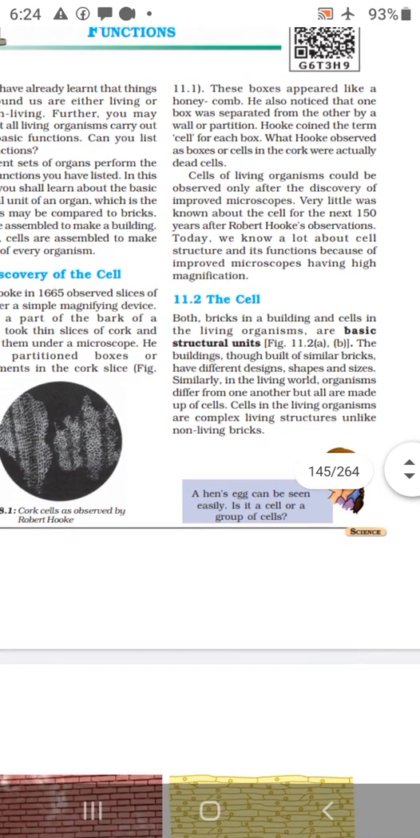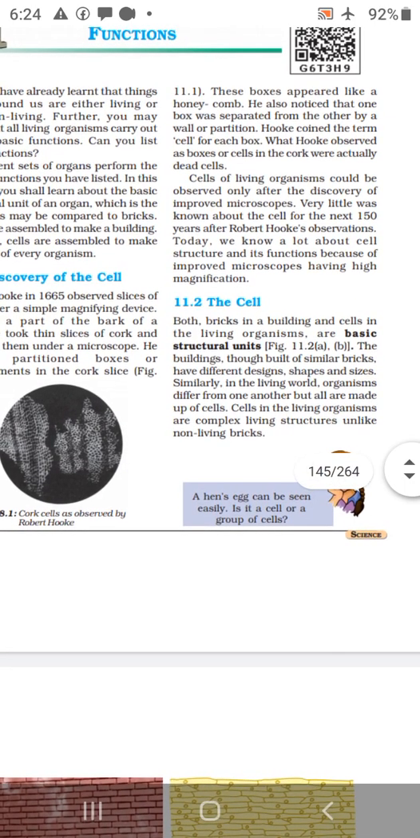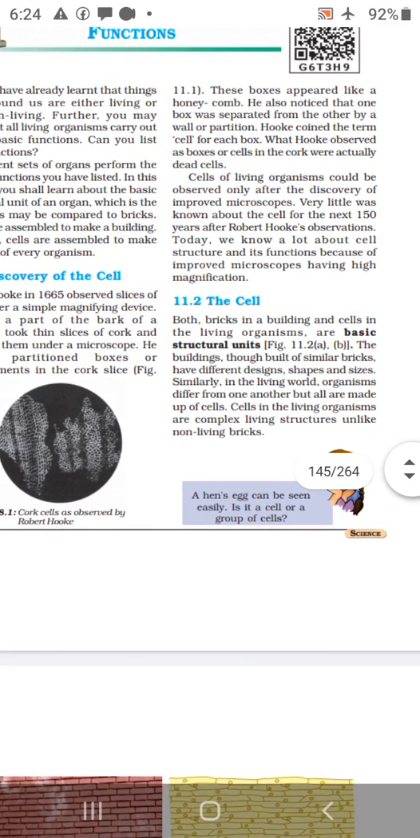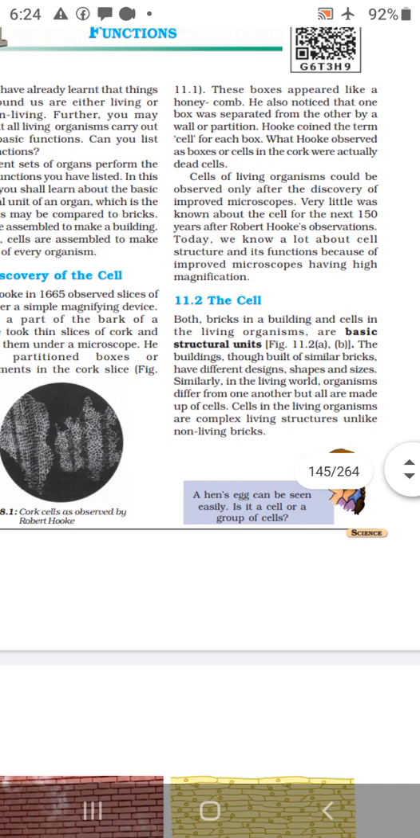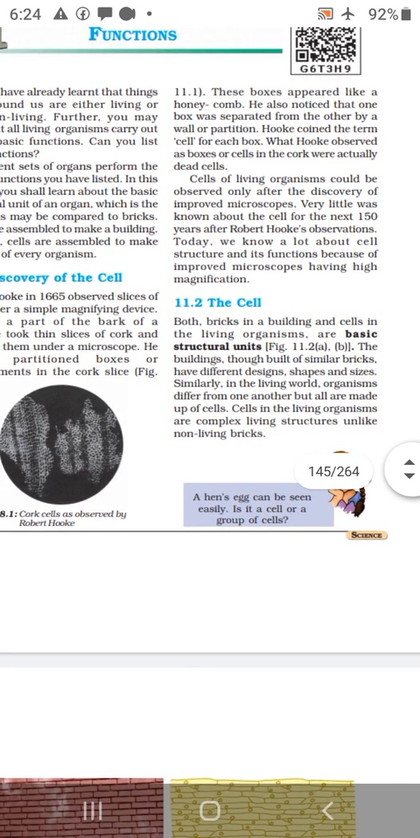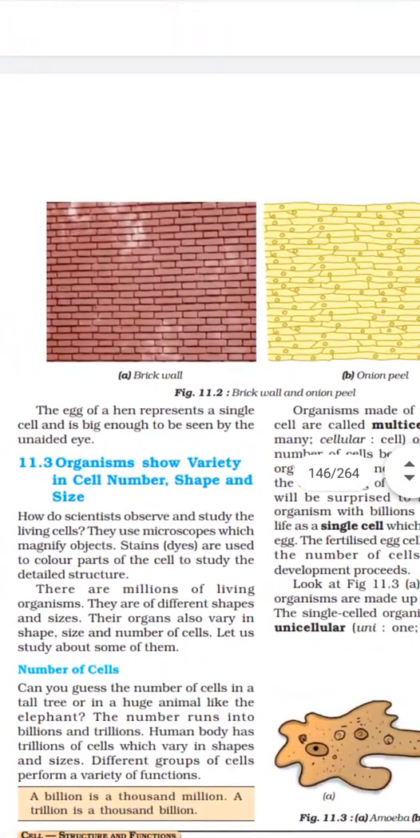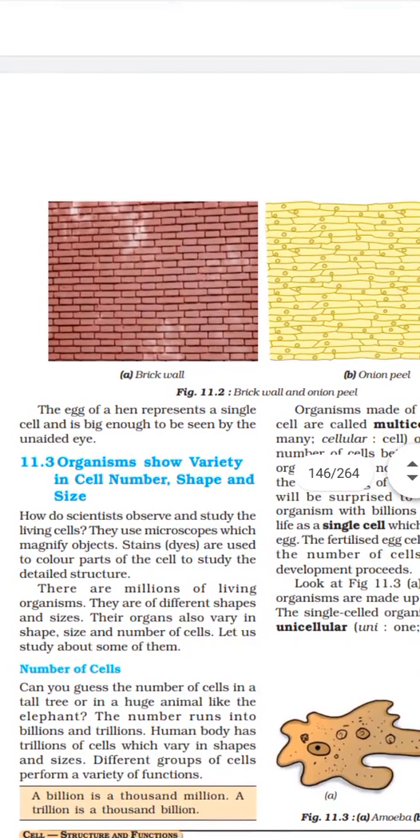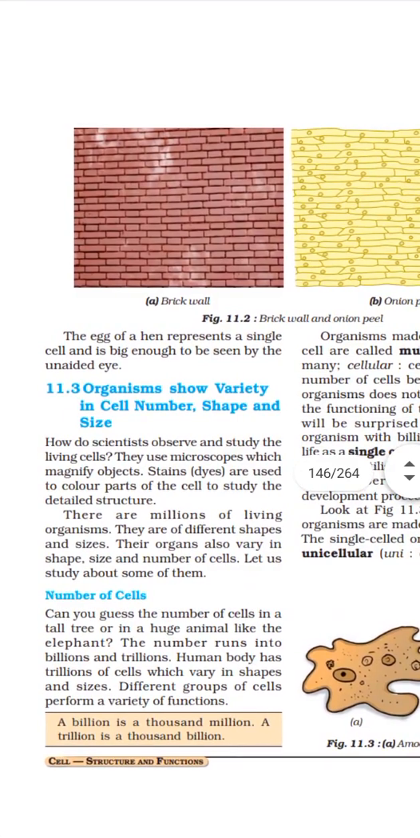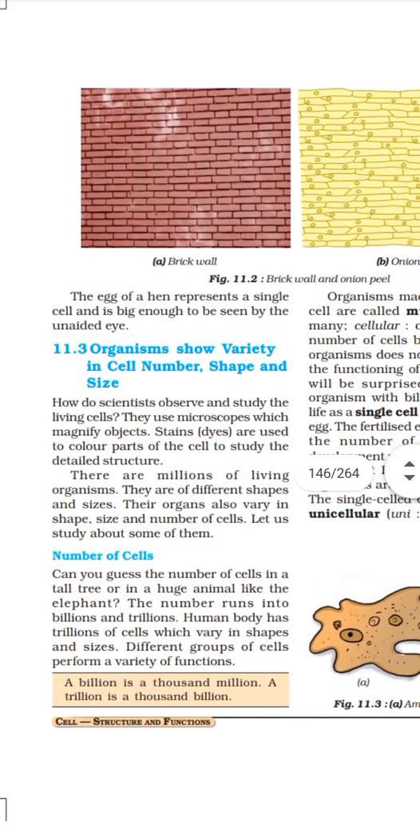Both bricks in a building and cells in living organisms are basic structural units. The buildings, though built of similar bricks, have different designs, shapes and sizes. Similarly, in the living world, organisms differ from one another but all are made up of cells. Cells in living organisms are complex living structures, unlike non-living bricks. The egg of a hen represents a single cell and is big enough to be seen by the unaided eye. Organisms show variety in cell number, shape and size.